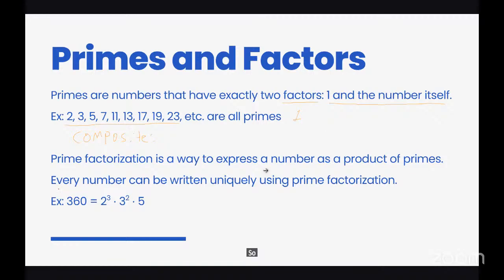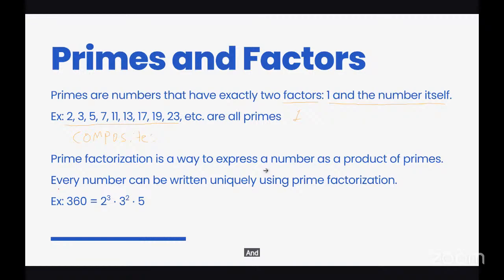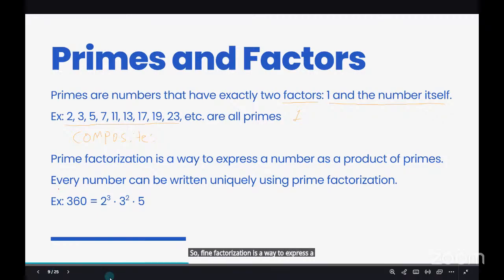So now we're going to be talking about prime factorization, which is something really critical in number theory contest problems, because contests try to see how you build up, how you compose a number. Prime factorization is a tool that helps you deconstruct a number. It is a way to express a number as a product of primes. Every number can be written uniquely using prime factorization.